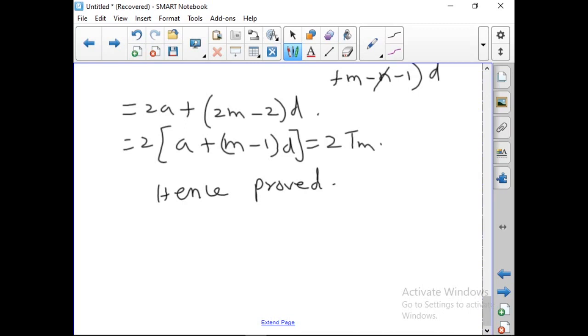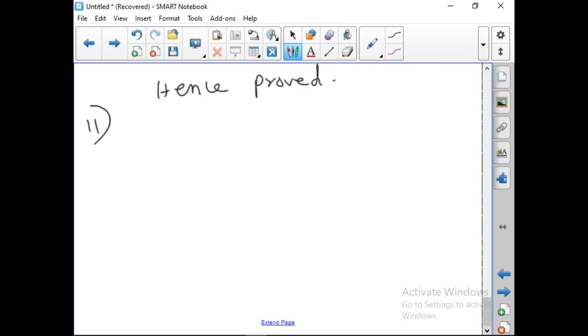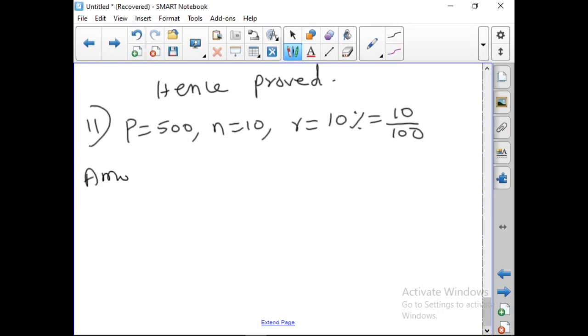And we will do question number 11. What will 500 amount to in 10 years? So P is 500, and n is equal to 10. After its deposit in a bank, which pays annual interest 10%, so R is equal to 10%, that is 10 by 100, compounded annually. It is asked to find the amount.